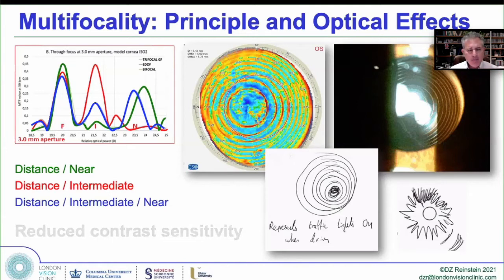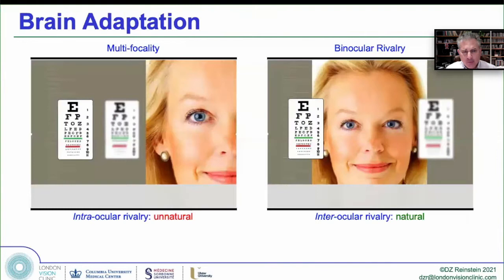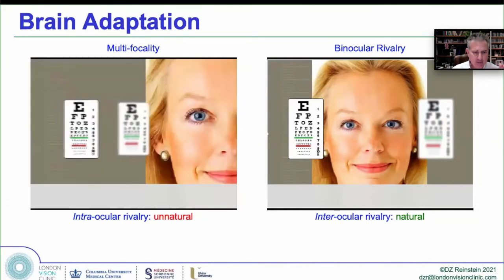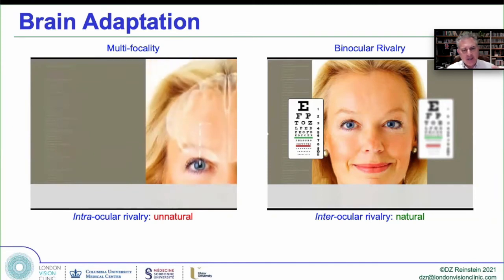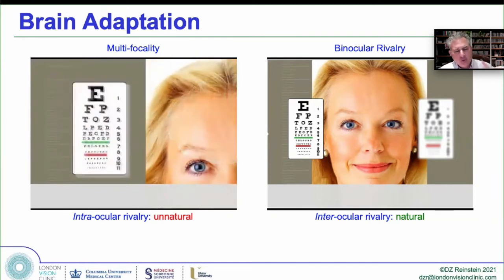And I want to address this in the sense that multifocality, although it's very clever, is essentially demanding of the brain in that it takes two images in the same eye, and it requires that the brain resolve one image from another inside the same eye. That is, if we like to call it, intraocular rivalry. And that intraocular rivalry is not a natural process. It does take place, and about two-thirds of humans will adapt to multifocality.